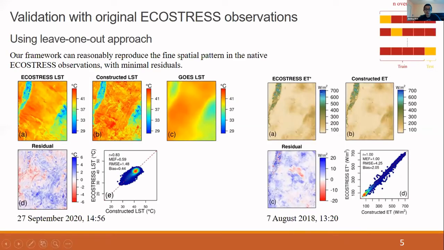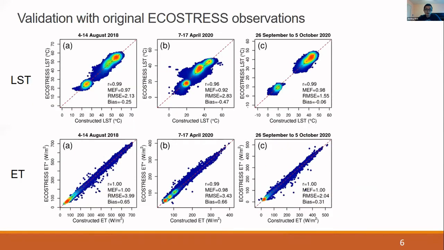We first compared our constructed data sets with the original ECOSTRESS observations using a leave-one-out cross-validation approach. You can see that our framework can reasonably reproduce the fine spatial pattern in the native ECOSTRESS observations with minimal residuals for both LST and ET. Furthermore, this consistency holds for all three phenological stages and for both LST and ET.